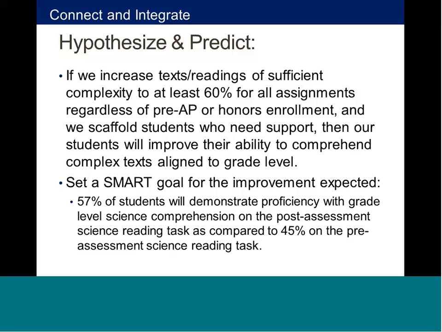So they set a SMART goal for improvement that was expected, and they said, in terms of the outcomes, we want 57% of our students to demonstrate proficiency with grade level science comprehension on a post-assessment reading task as compared to the 45% that demonstrated this on the pre-assessment. So they had a goal for the students, and then they had actually something they could measure for the teachers, which was having at least 60% of all the assignments have that level of appropriate complexity.